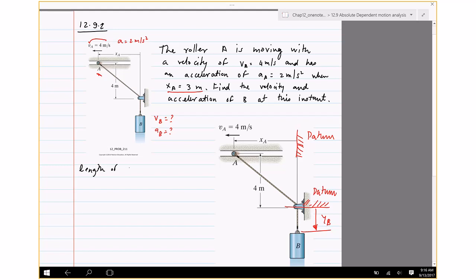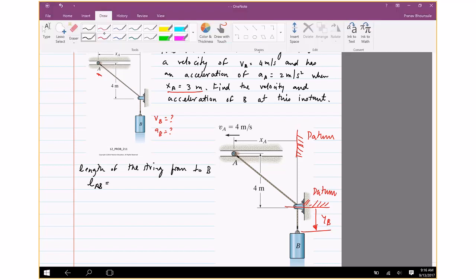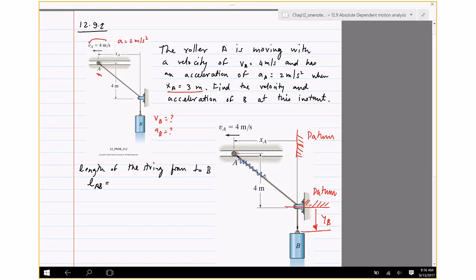So the length of the string from A to B, let's call it LAB, equals... I need to find the length of the string, the thing which I drew in blue, as a function of things I know: XA, YB, and then what else? 4 meters.